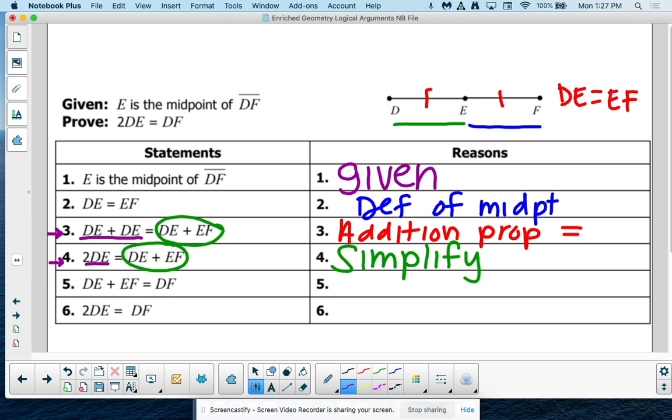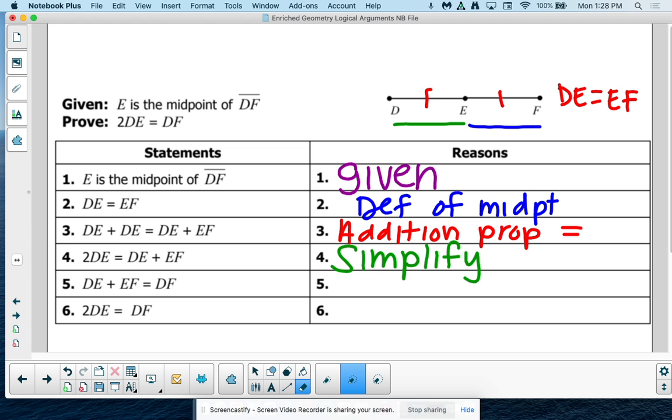Oh, I just confused myself. What happened here? You unsimplify. I didn't unsimplify. 2DE. DE plus, I get ahead of myself. Okay, let's erase. Reverse, reverse. Don't write what I wrote. Two DE, folks. What am I missing here?